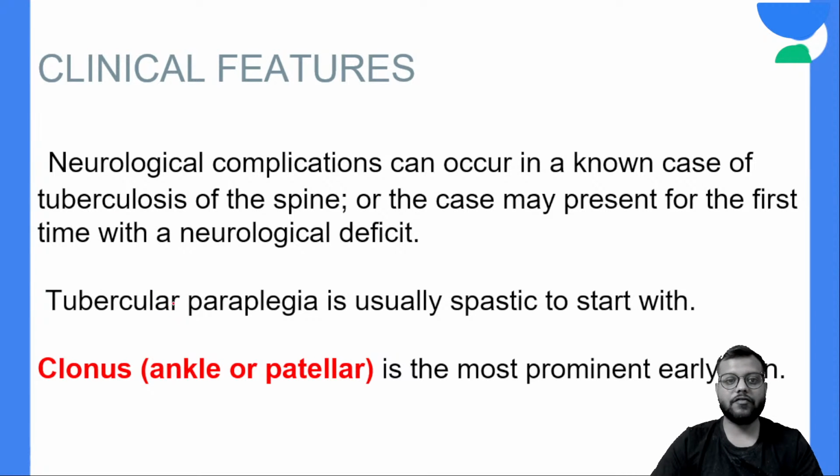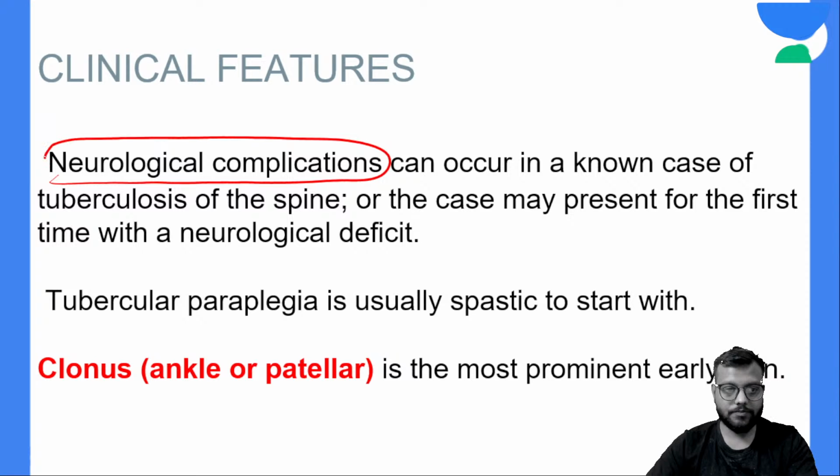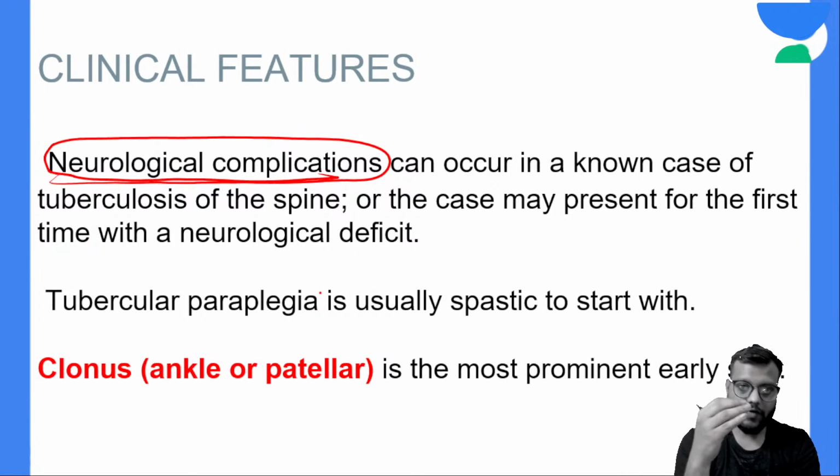So clinical features we have discussed. The systemic features like evening rise of temperature, night sweats, malaise, weight loss, anorexia, back pain, and neurological complications. Now neurological complications में different grades हैं that we will discuss.